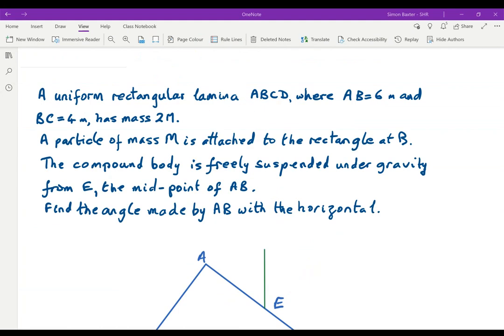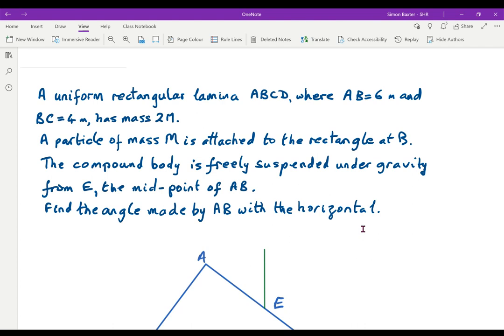In this case, we look at a compound body in which we have a rectangle with a particle attached to it. Let's look at a uniform rectangular lamina ABCD, where AB is 6 and BC is 4, and the mass is 2m. A particle of mass m is attached to the rectangle at B. So we now have a compound body.